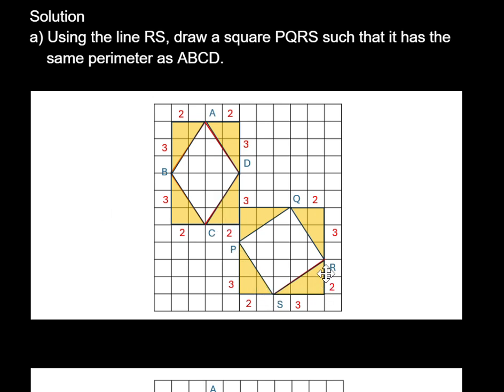We know that RS is already 3 by 2. Because it's a square, I just rotate by 90 degrees. So I rotate it, it becomes 3 by 2, and I rotate again, 3 by 2, and rotate again, 3 by 2. I rotate 3 times and I get exactly the same length.